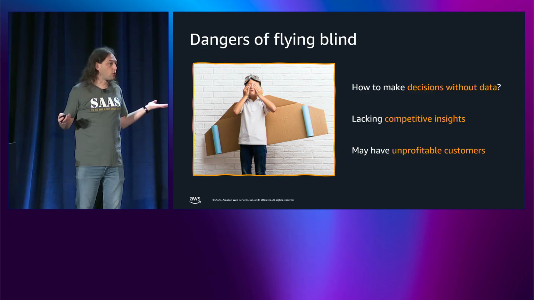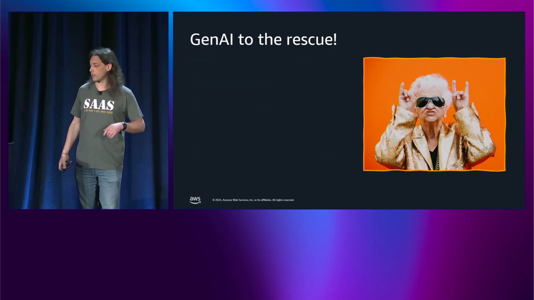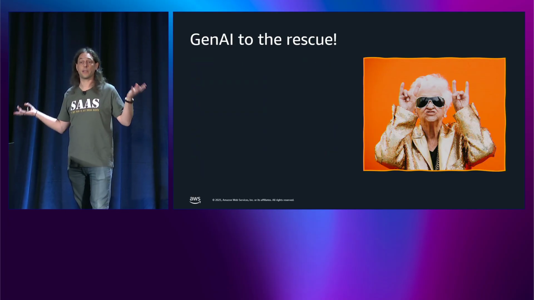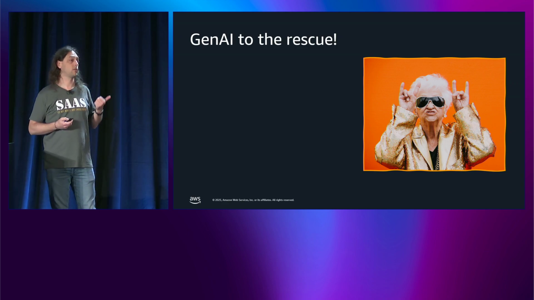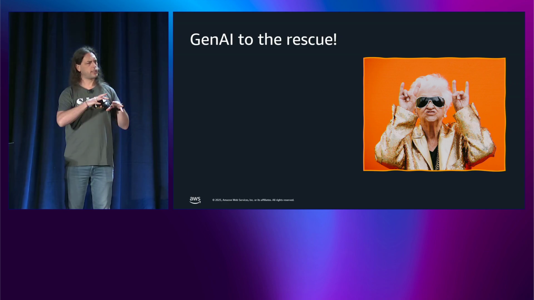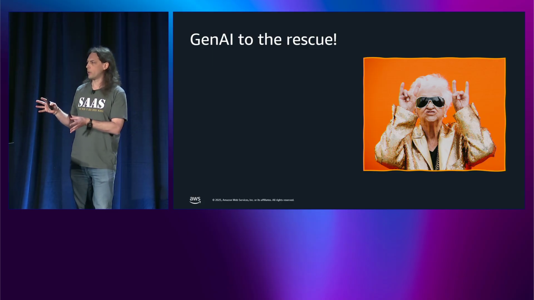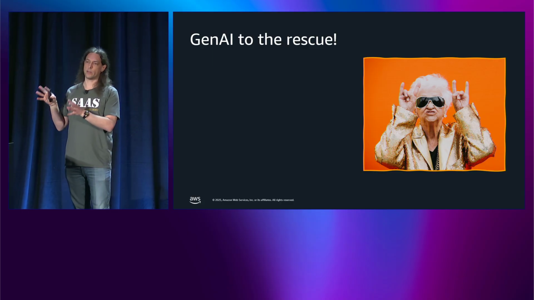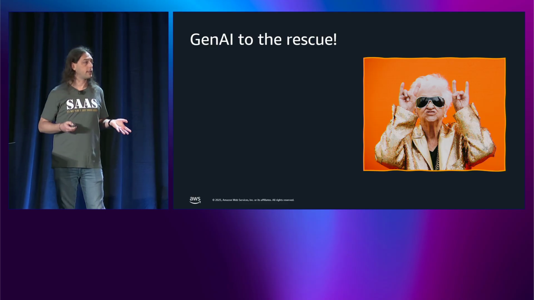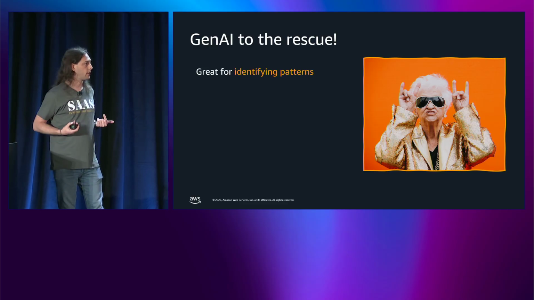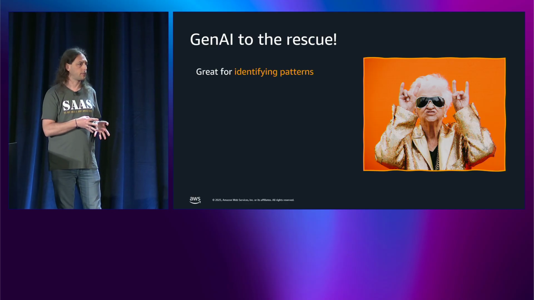Now, lots of doom and gloom, right? But there is a light at the end of the tunnel, and that's why you're here today. This is what the session is about. Because GenAI can really help in this regard. All this data that we're talking about, it's all about looking into our data and finding patterns and finding insights. And guess what? This is exactly how LLMs work. They're great for identifying patterns.